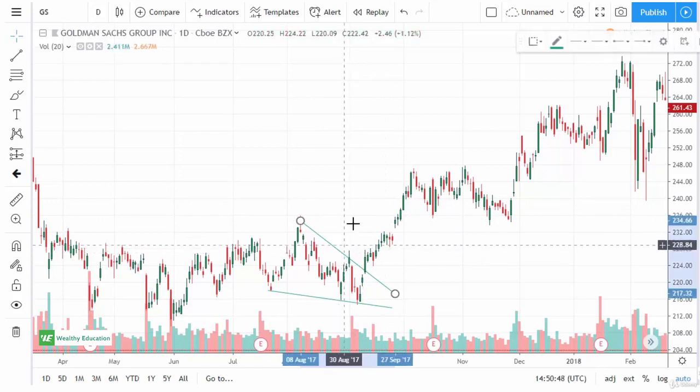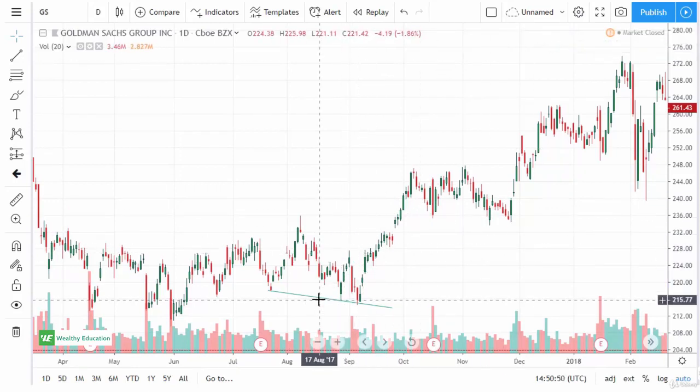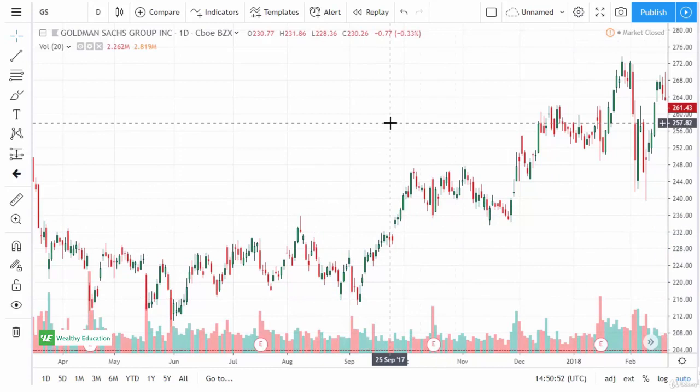So these are relatively common patterns. I would say, of course, triangles are probably more reliable than wedges just because they're easier to spot. Wedges tend to be a little convoluted at times, and sometimes you have to use a little bit of artistic license. They are tradable, though. They are very tradable events.